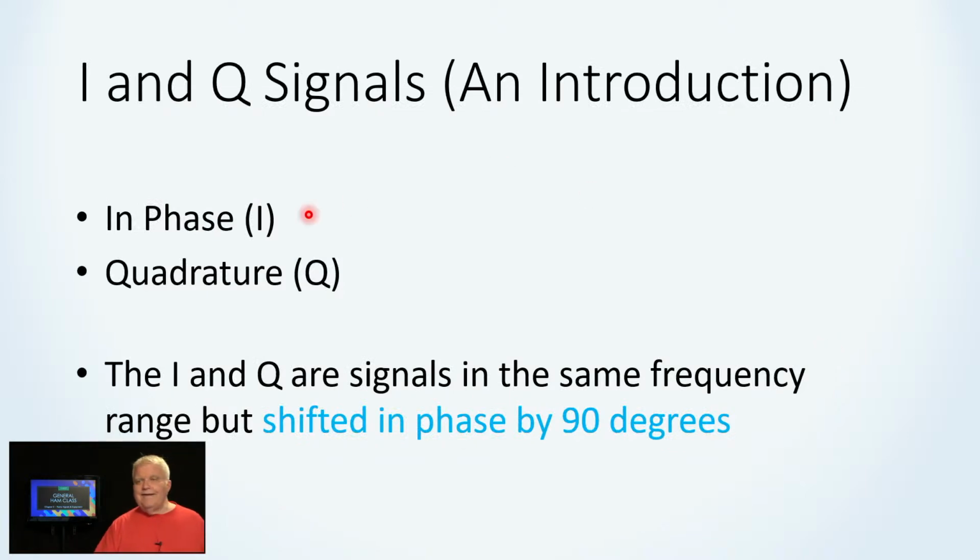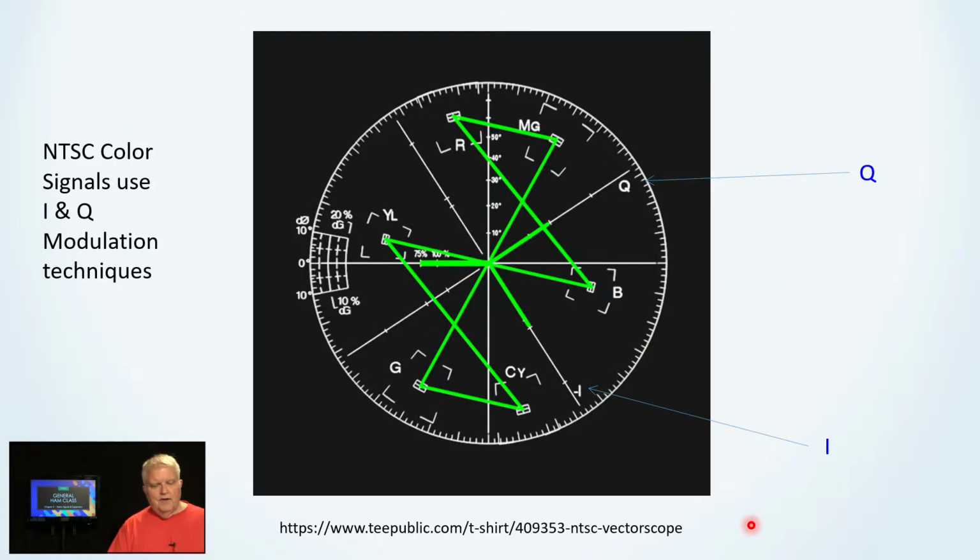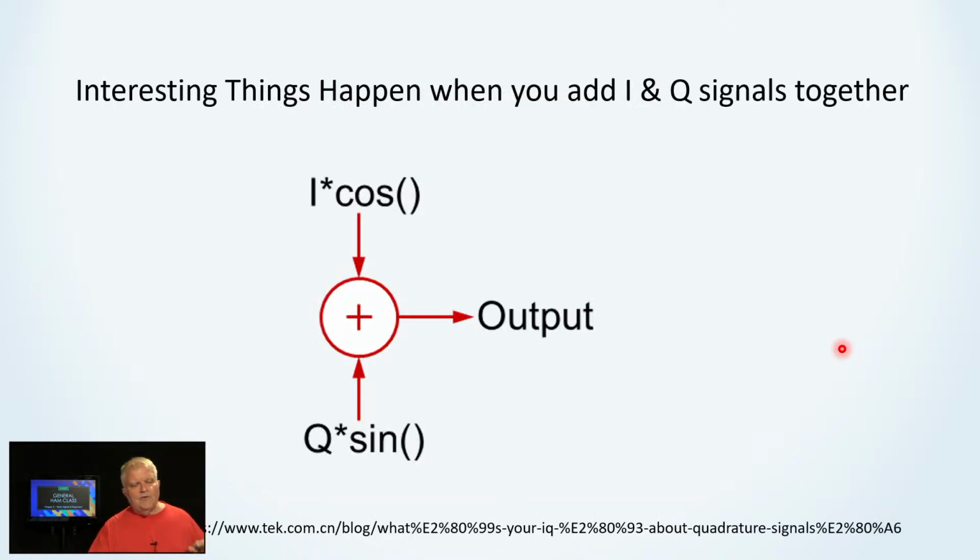And I stands for in phase, and Q stands for quadrature. I and Q signals are signals in the same frequency range, but shifted in phase by 90 degrees. So here are two sine waves in the same frequency range, shifted by 90 degrees. Cosine waves and sine waves. So these would be an analog representation of I and Q signals. So again, Q and I, and we're able to get all of the colors of the color bars out of those two signals.